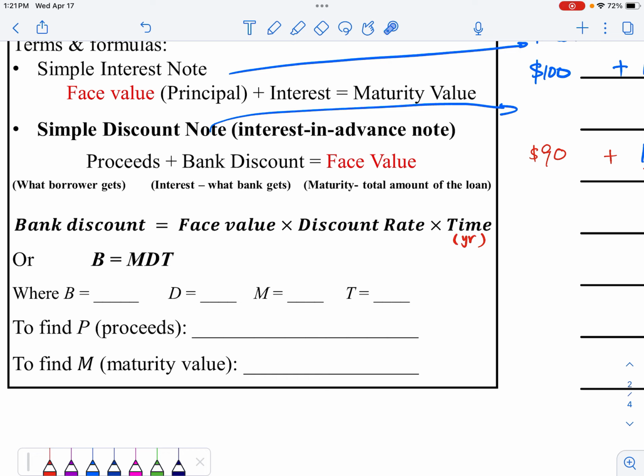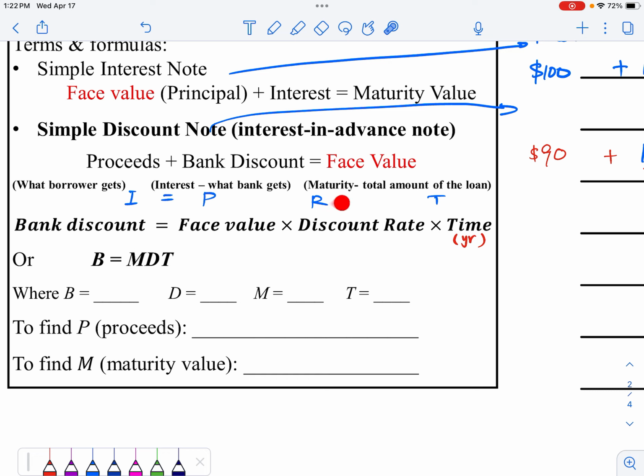Don't you feel like it's pretty much the same as I equals PRT, right? This actually has a similar structure. Bank discount, which is the interest, equals the face value, how much is on the note, times the discount rate, times time. Because in simple discount notes, the face value is actually the maturity value, how much you actually pay back at the end. So we'll use M to represent the face value. Discount rate is D, we just call it D. Time is the time. So they have a similar structure compared to the simple interest formula.